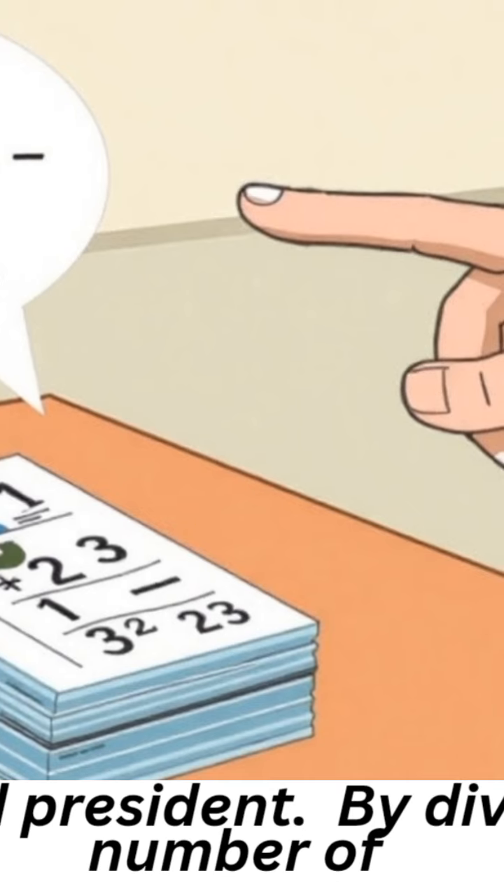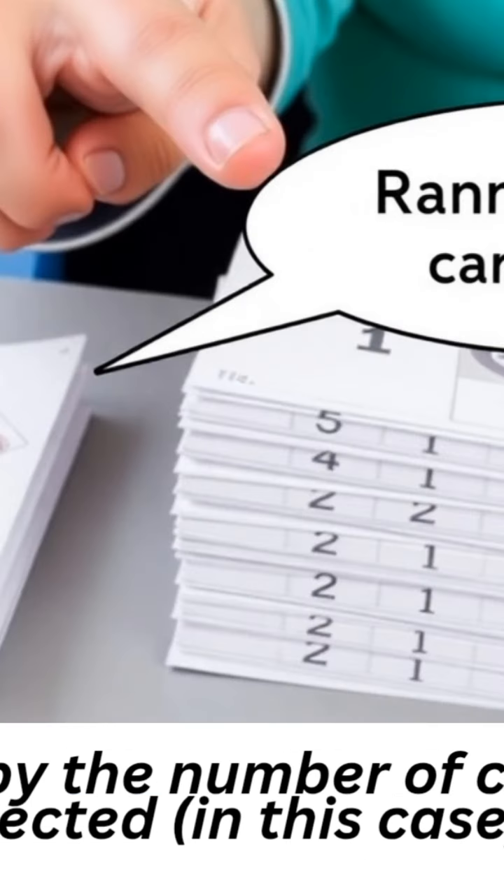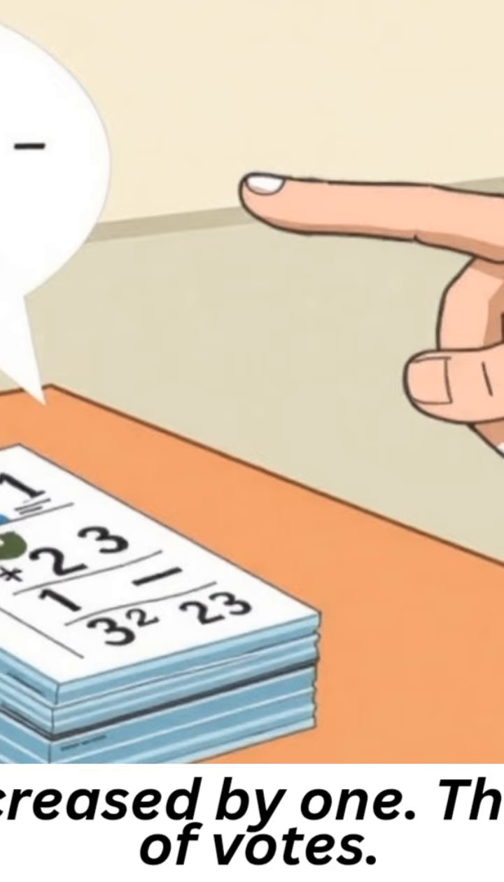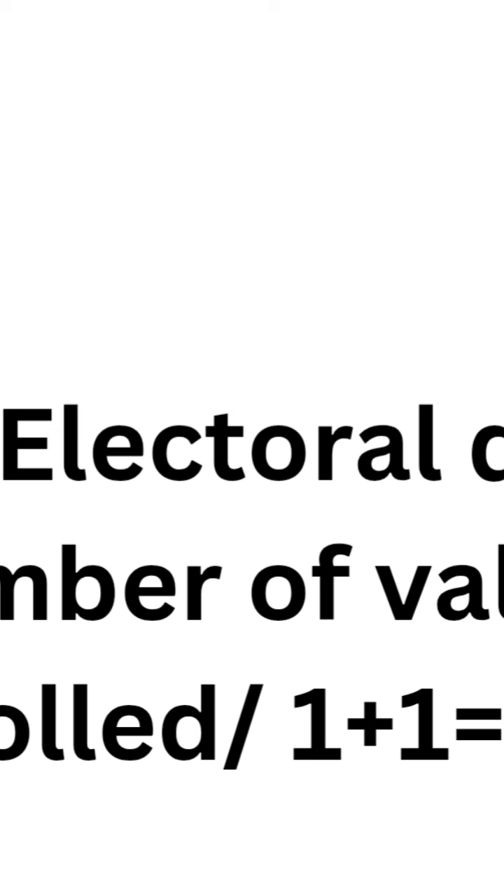The quota is found by dividing the entire number of valid votes cast by the number of candidates to be elected, in this case only one candidate is to be chosen president, plus 1. The quotient is increased by 1. This yields the quota of votes. One way to express the formula is electoral quota equals the total number of valid votes polled divided by 1 plus 1, that is 2, plus 1.